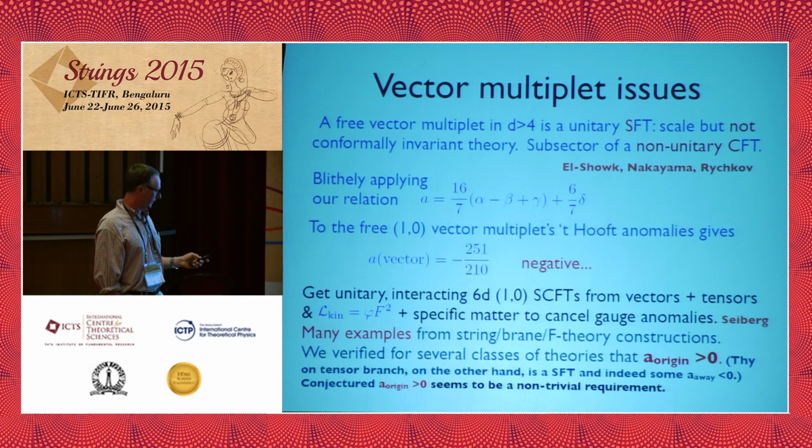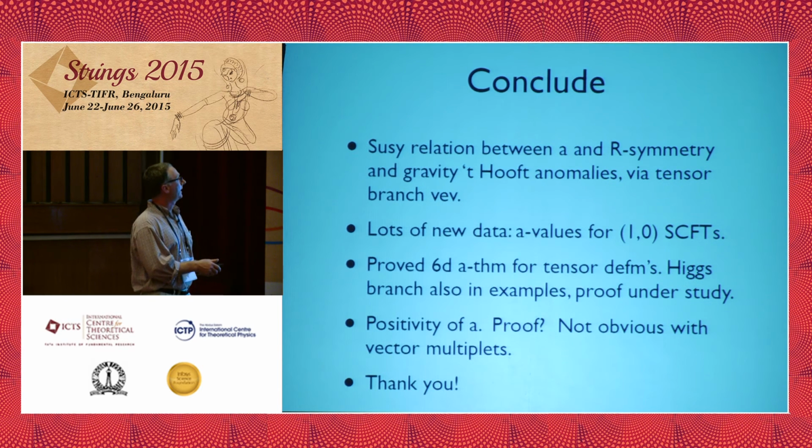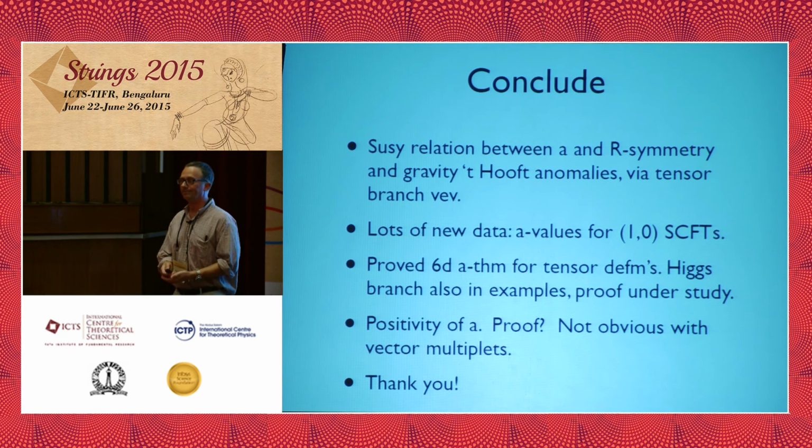has some negative values. Okay, so just to conclude, there's a SUSY relation between A and the R symmetry and gravitational 't Hooft anomalies by looking at the theory on the tensor branch. There's lots of new data from this. We can now have the A values for 1-0 superconformal field theories. This proves that the 6d a-theorem is satisfied, at least for these tensor branch deformations, because the change in A is a perfect square. And also the Higgs branch checks in examples, and a proof of this for the Higgs branch is under study. And in terms of the positivity of A, we don't have a proof of that, and it's not obvious with vector multiplets. So thank you.